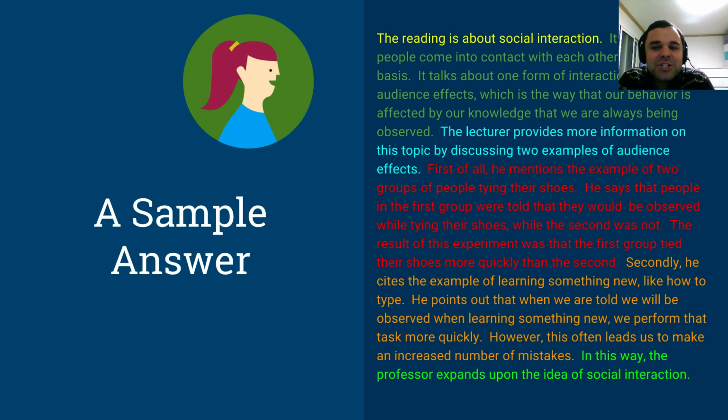First of all, he mentions the example of two groups of people tying their shoes. He says that people in the first group were told that they would be observed while tying their shoes, while the second was not. The result of this experiment was that the first group tied their shoes more quickly than the second. Secondly, he cites the example of learning something new, like how to type. He points out that when we are told we will be observed when learning something new, we perform that task more quickly. However, this often leads us to make an increased number of mistakes. In this way, the professor expands upon the idea of social interaction.